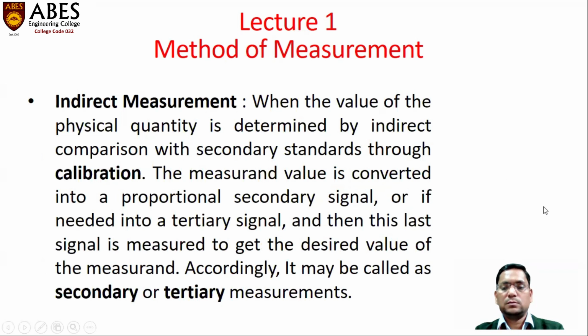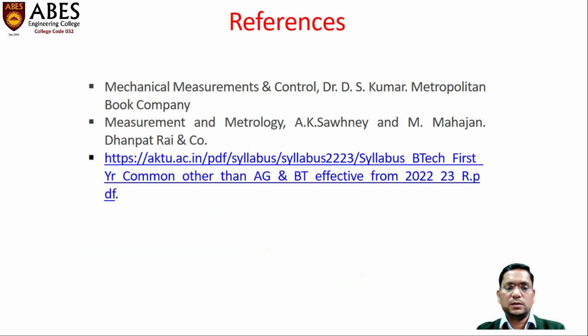In indirect measurement, the value of the physical quantity is determined by indirect comparison with the secondary standard through calibration. The measurement value is converted into a proportional secondary signal, or if needed, into a tertiary signal, and then this last signal is measured to get the desired value of the measurement. Accordingly, it may be called secondary or tertiary measurement. This one is the reference.